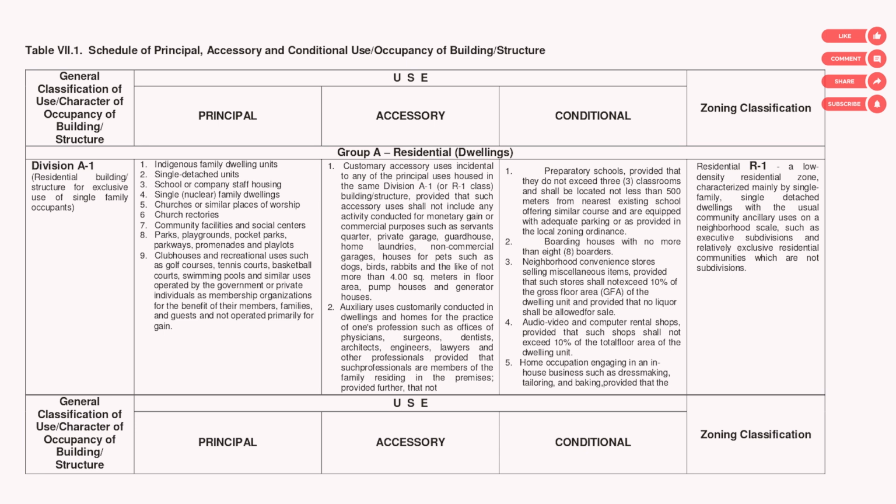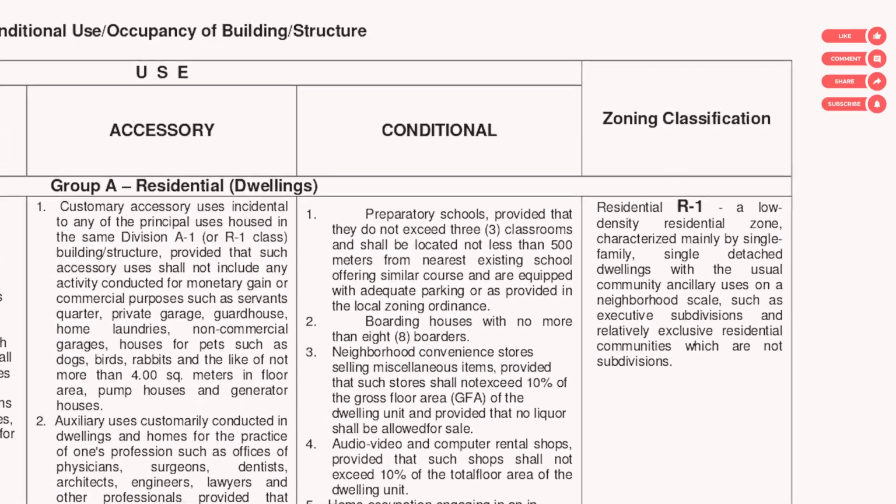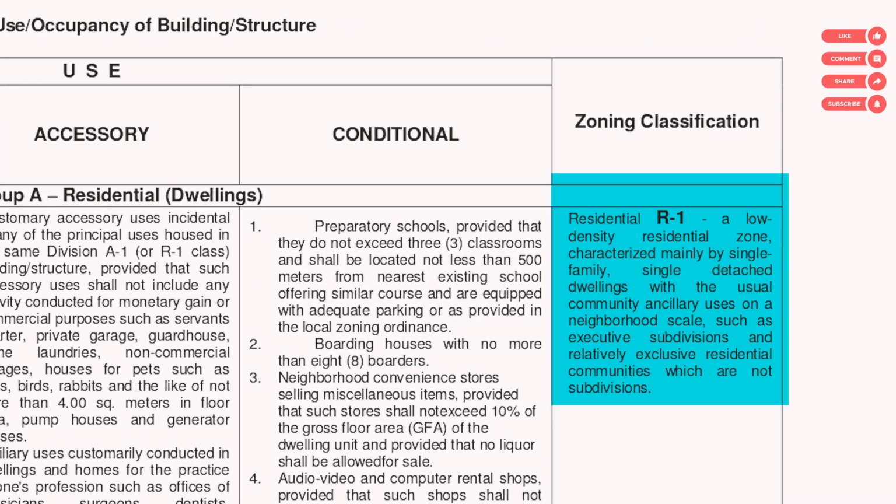We said R is residential, but there are 5 residential zones. Okay, we have R1, R2, R3, R4, R5. Let's just differentiate the 5 residential zones. R1 is the low density residential zone. It's characterized by single family and single detached dwelling. So, this is the least dense. Pag sinabing low density yung zone, hindi siksikan dapat yung buildings, hindi masyadong mataas yung buildings. Hindi sila dikit-dikit, hindi sila masyadong mataas. That's what low density means.